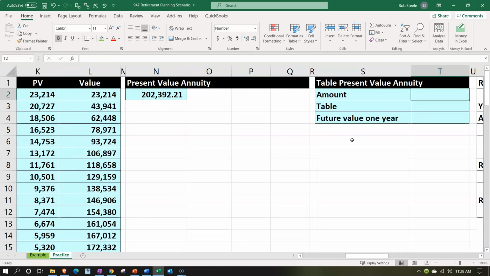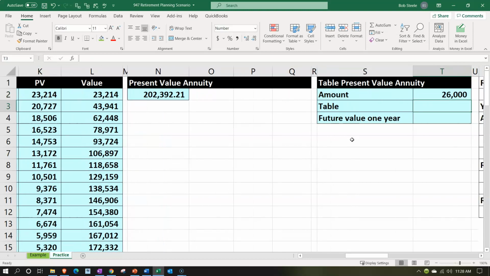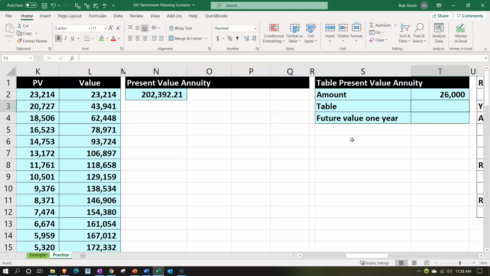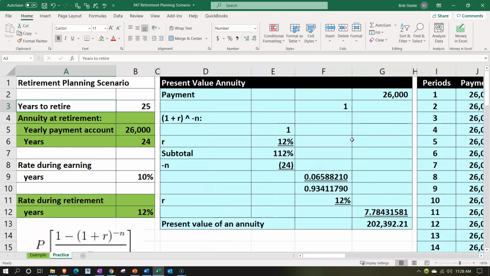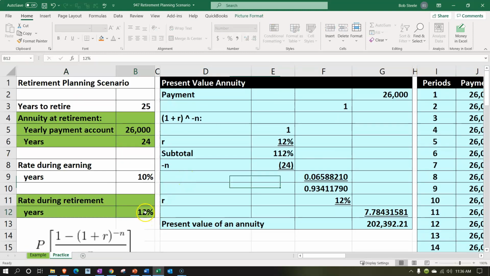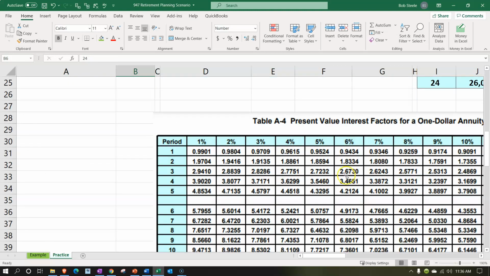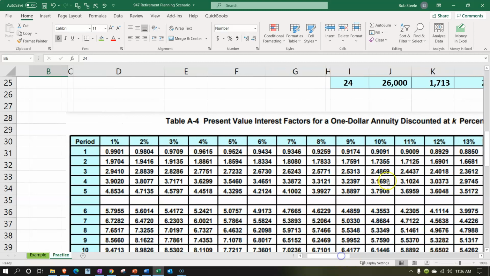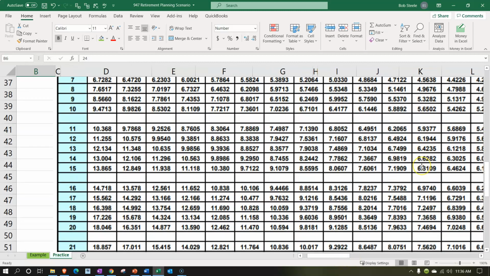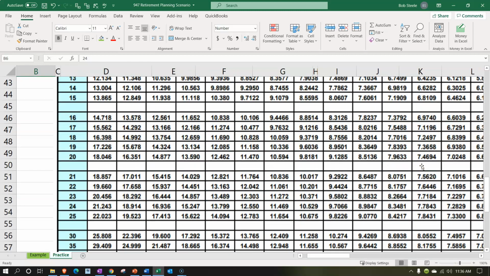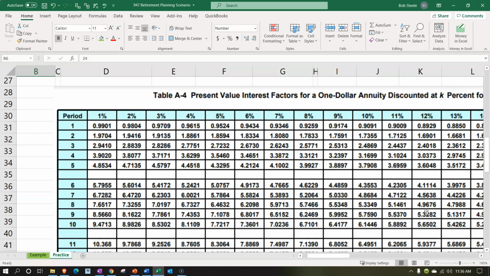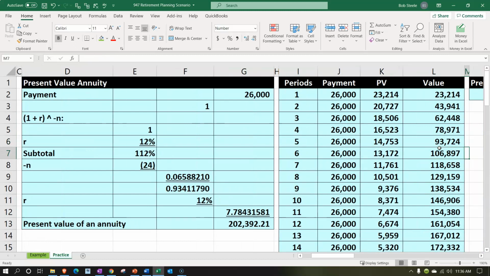And this is going to be done with the tables. So we're going to say payment is going to be 26,000. We got to pick up the amount from the table. So let's take a look at our table. That's good. We are then looking at the 12% and 24 on the periods. So there's the 12. We're going to go down to the 24 periods, which is down here at the 7.7843.